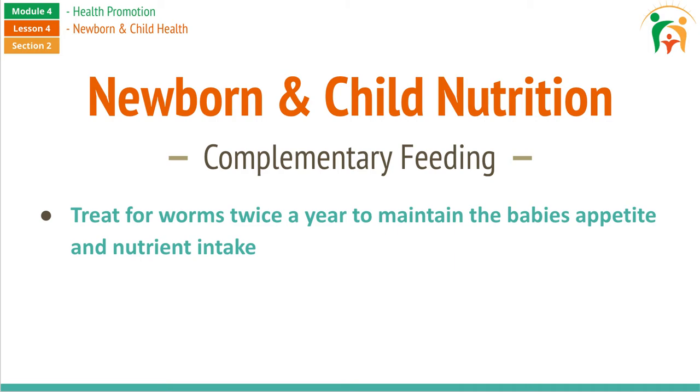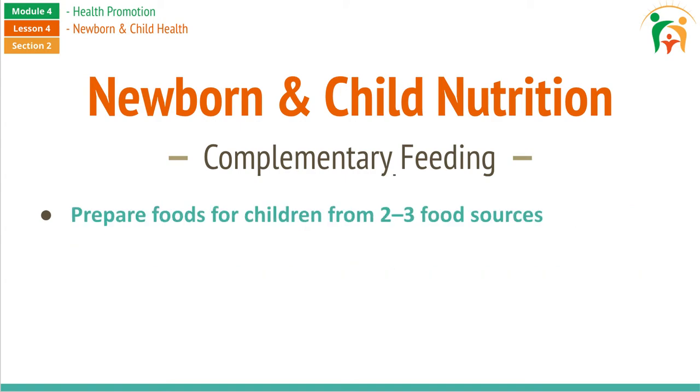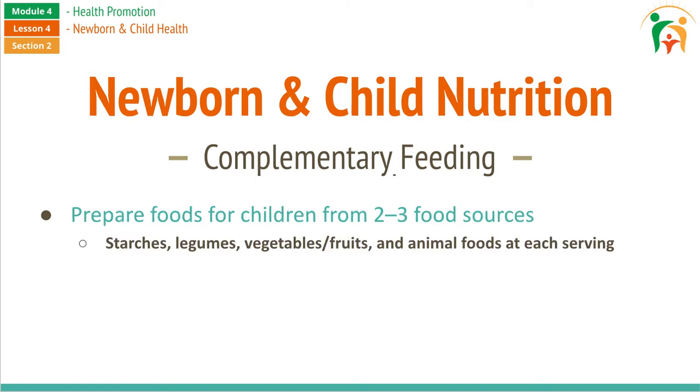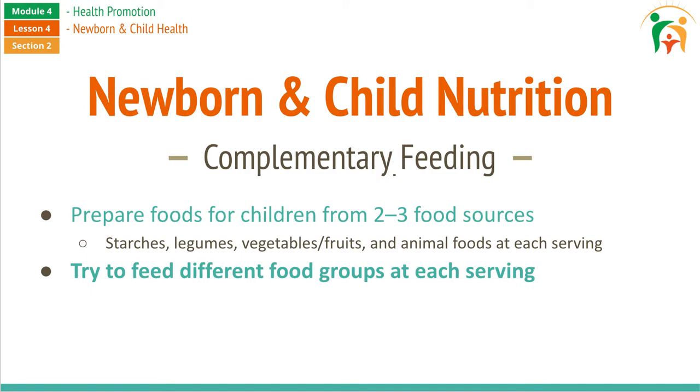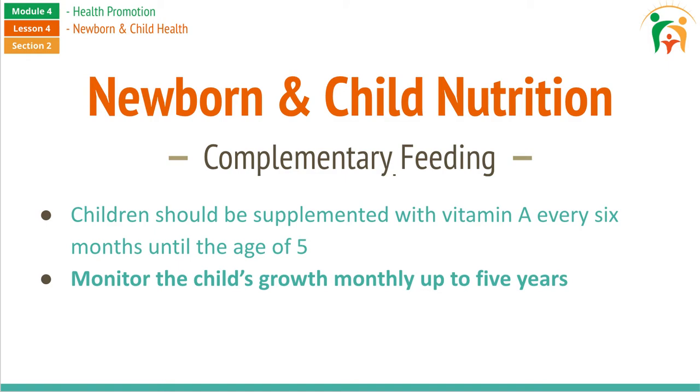Treat for worms twice a year to maintain the baby's appetite and nutrient intake. Encourage the child to breastfeed and eat during illness, and provide extra food after illness. Prepare foods for children from 2 to 3 food sources. These include starches, legumes, vegetables, fruits, and animal foods at each serving. Try to feed different food groups at each serving. Children should be supplemented with vitamin A every 6 months until the age of 5. Monitor the child's growth monthly up to 5 years.